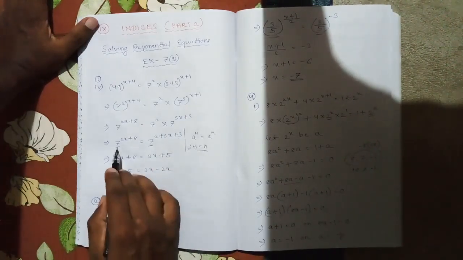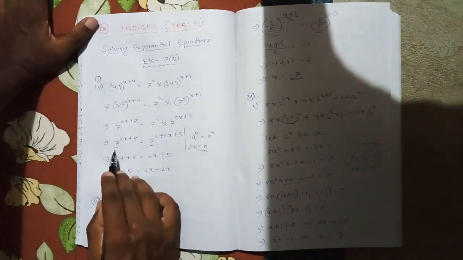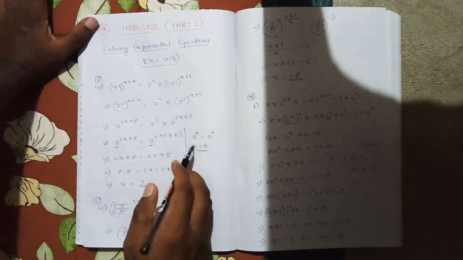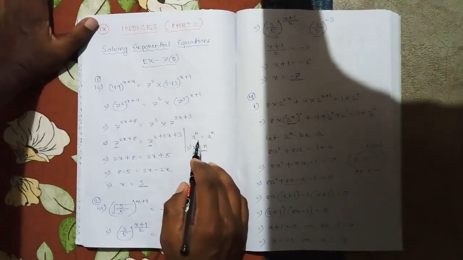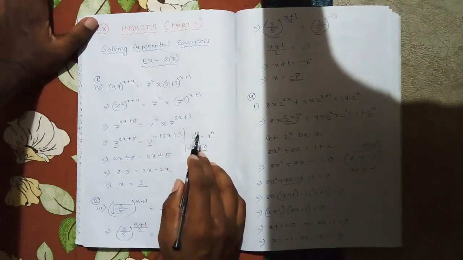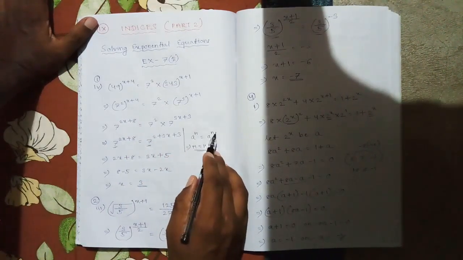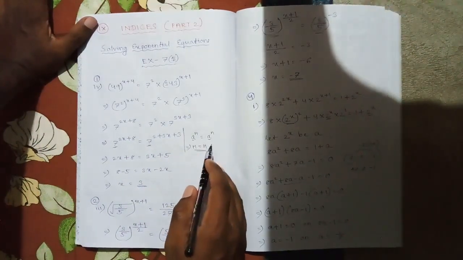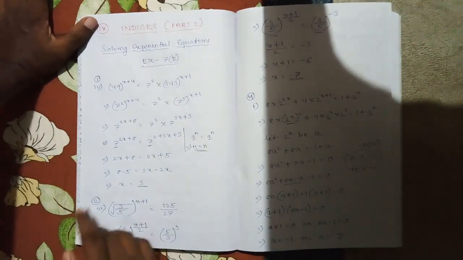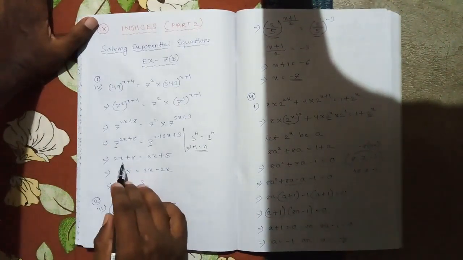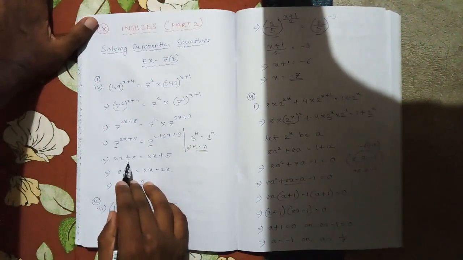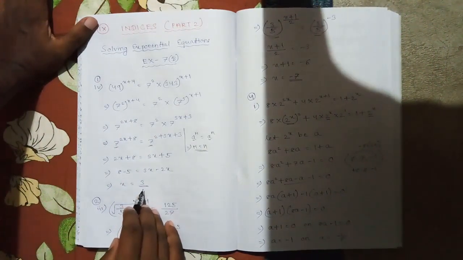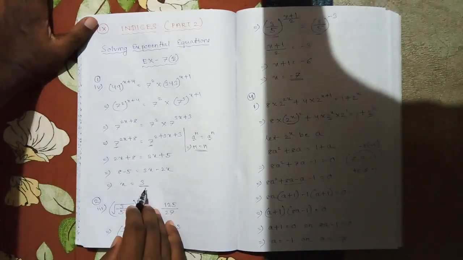Now see, the bases are the same, left side base is 7, right side base is 7, so we can equate the powers. Remember this, if you have an equation in the form of a power m is equal to a power n, same base, then we can equate the powers. We can write m is equal to n. So I have done the same thing here, equating the powers we get 2x plus 8 is equal to 3x plus 5. On solving we will get x is equal to 3. So this is the solution for x.